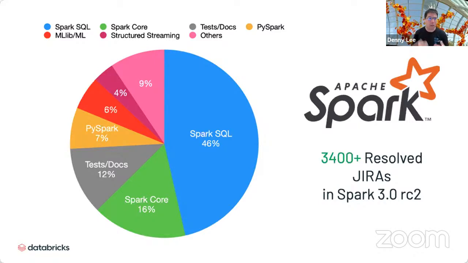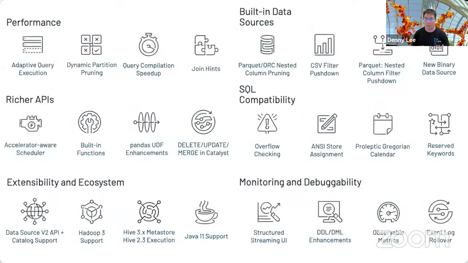And so we've resolved a lot of JIRAs specifically to make it that much easier, because that is where a lot of our focus is on, which is basically on SQL and Python. And even with the core, 16% of it being on the core, the reality is that the vast majority of it is to support actually Python and SQL, right? And as part of the Apache Spark 3.0 release, there's a lot of features that we've added in.